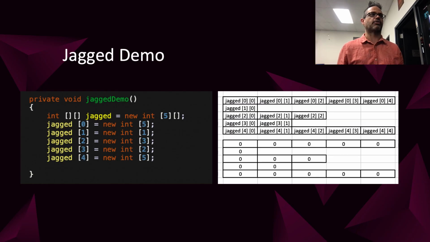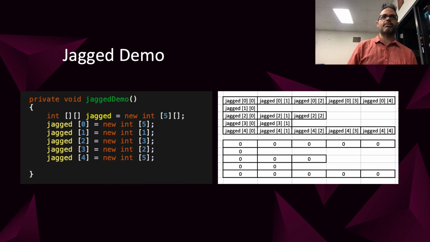And so let's take a look at that right here. Here we have a private void jaggedDemo. The int 2D array jagged is a new int array of 5 and then an empty set of square brackets, because I haven't defined how many columns exist on each of those rows of the 2D array. jagged[0] is a new int array of 5, jagged[1] is a new int array of 1, jagged[2] is a new int array of 3, jagged[3] is a new int array of 2, and jagged[4] is a new int array of size 5.